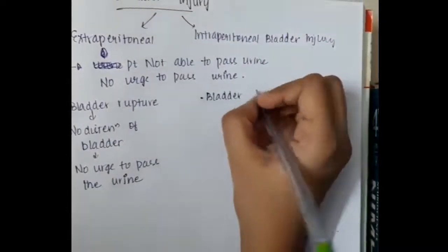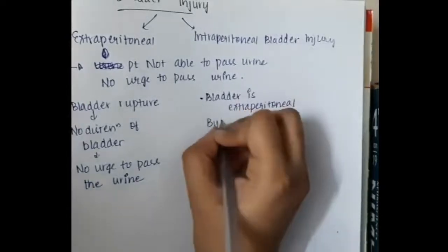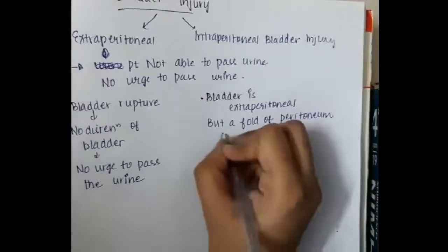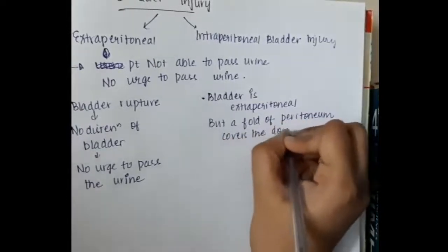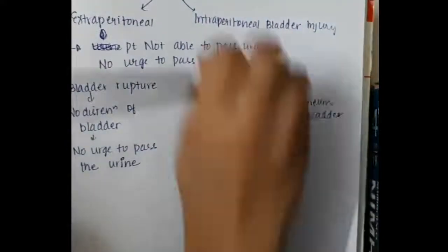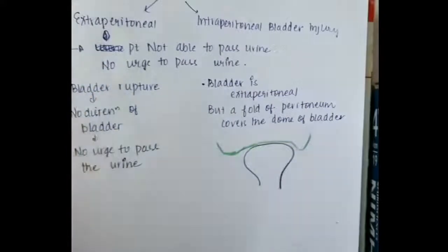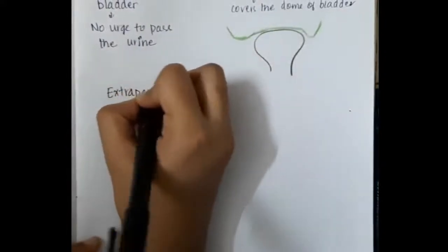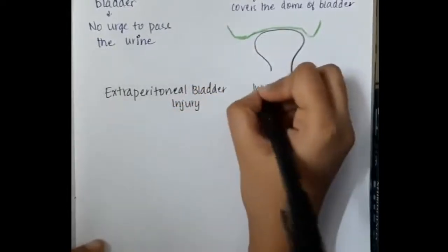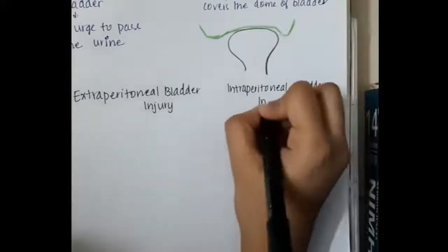And if the bladder is extraperitoneal, see, it is completely extraperitoneal; only the superior surface of the bladder is covered by a fold of peritoneum like this. Okay, so we will see some important points about extraperitoneal and intraperitoneal bladder injury by writing the differences.